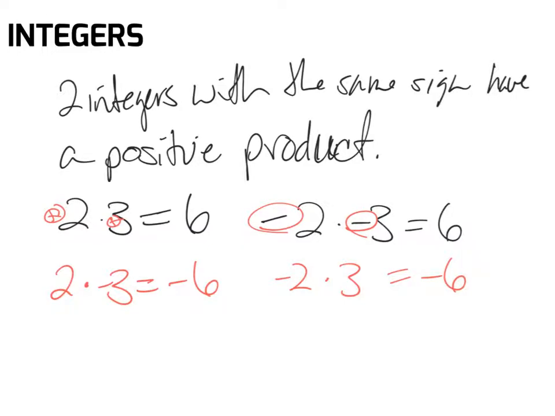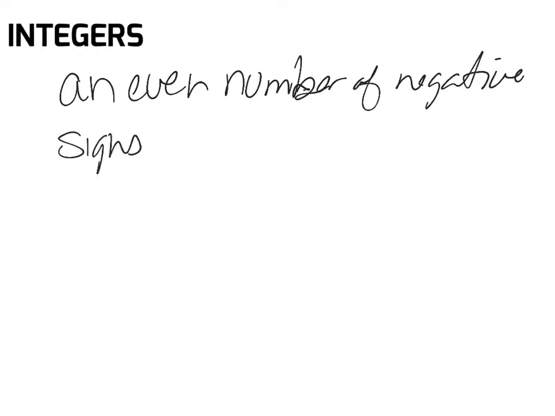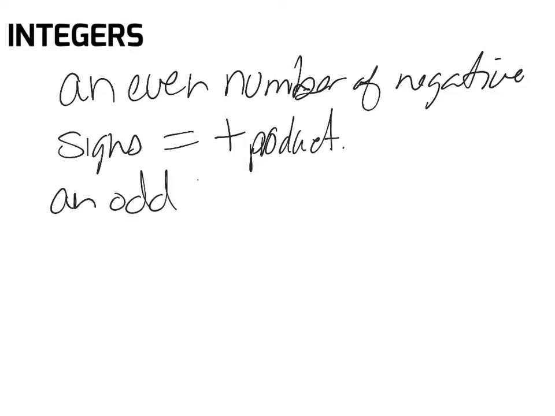Okay, I like to say the rule like this. An even number of negative signs equals a positive product. An odd number of negative signs equals a negative product.